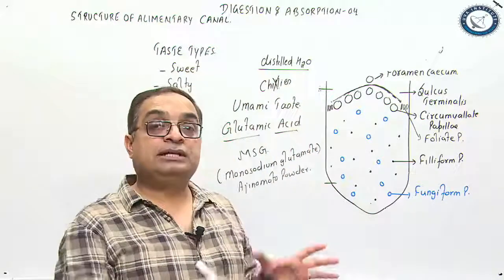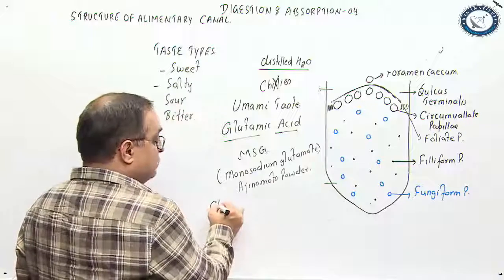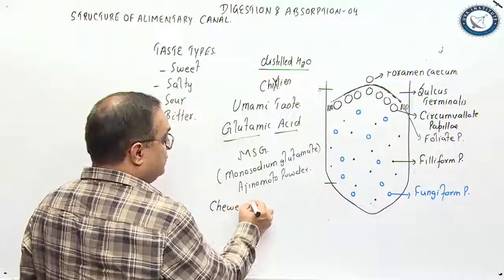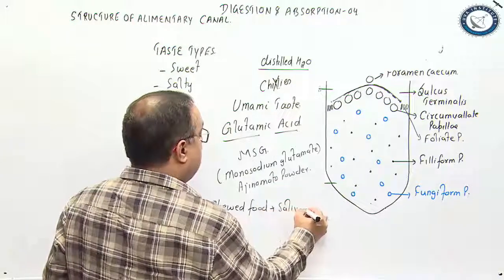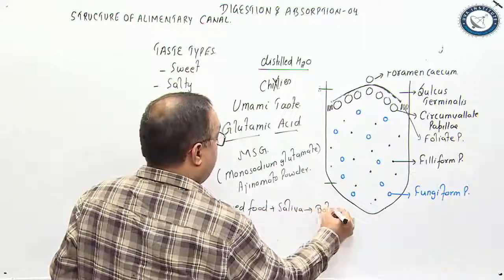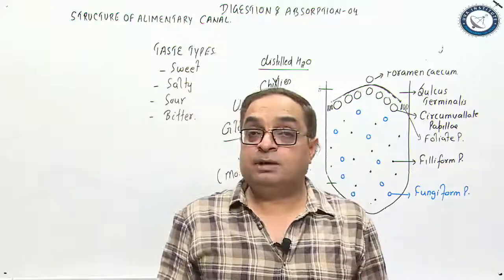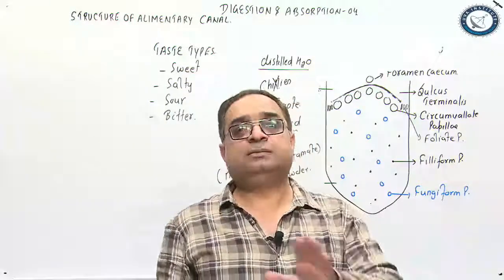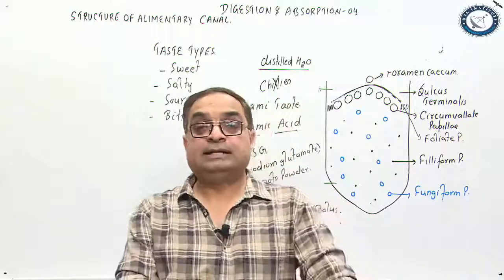So that was about tongue. You chew the food in your buccal cavity. Tongue also helps in chewing the food. That chewed food, when it gets mixed up with saliva, forms what? It forms bolus, right? So that was about structure of tongue, and we have seen about different types of taste buds also on the surface of tongue.